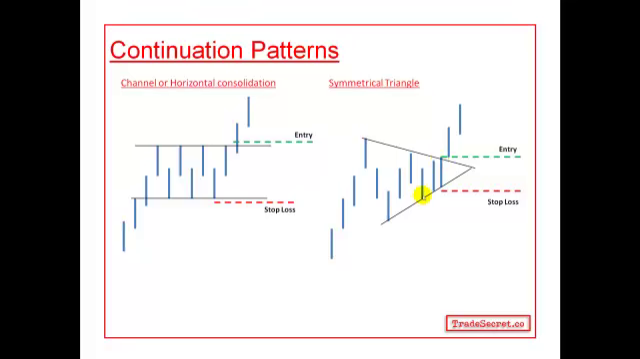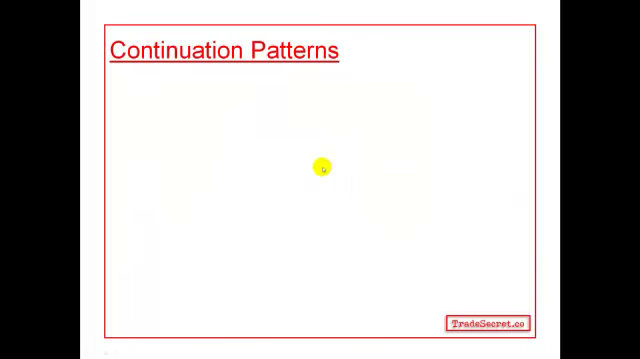The symmetrical triangle, again in an uptrend, basically we form a succession of lower highs, but at the same time also higher lows, and this gives us a triangle, and typically we enter on the break of the triangle on the north side with our stop loss on the other side of the triangle back side. Again in an uptrend. Obviously for shorts everything's reversed.